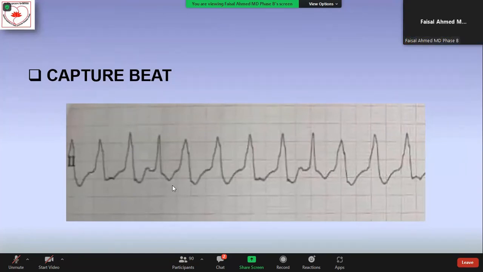Sorry, sir, I was muted. Actually, this is a capture beat, and we are saying that this is a capture beat because this is a beat of intermediate QRS duration compared to the surrounding beats, with a normal P wave, and we can say that this is a sinus beat surrounded by the other wide complex beats around it. So this is a capture beat, and the surrounding ones are wide complex ventricular beats.